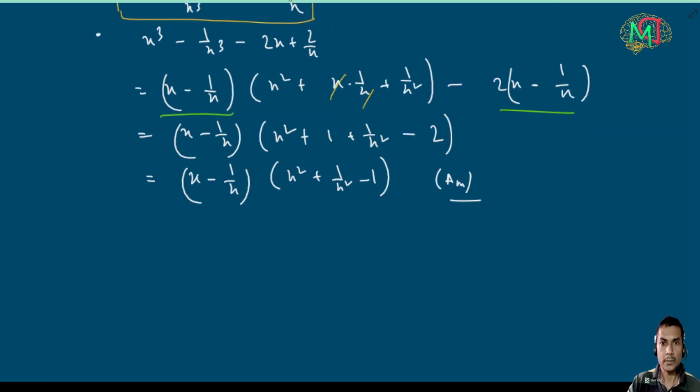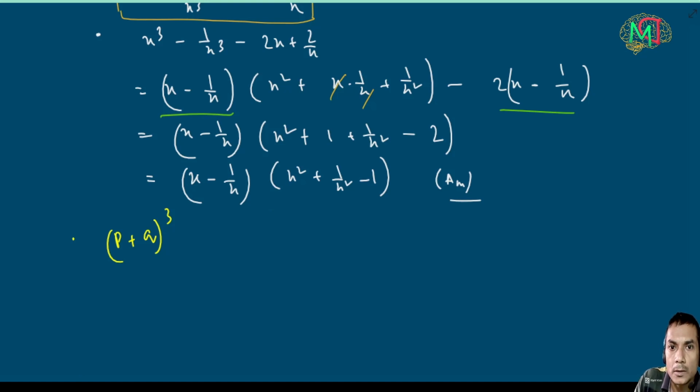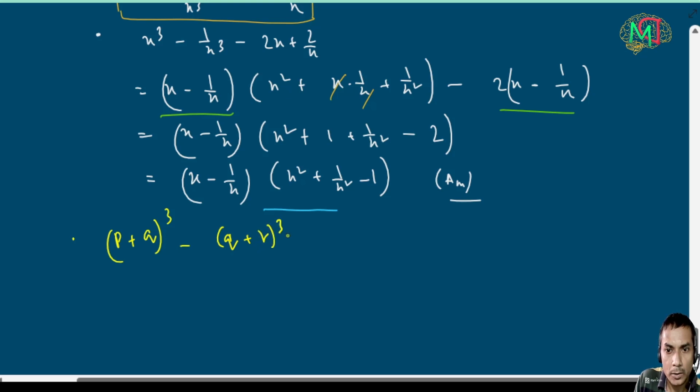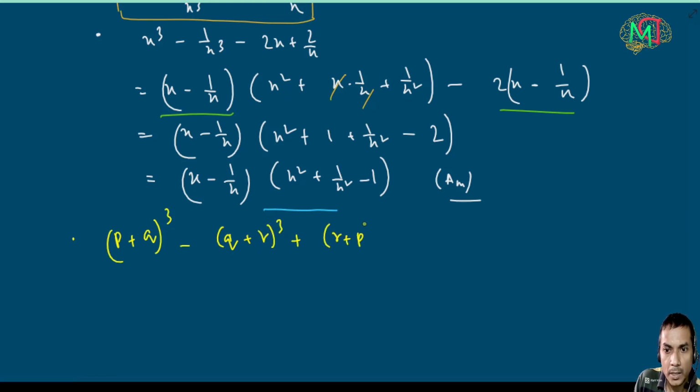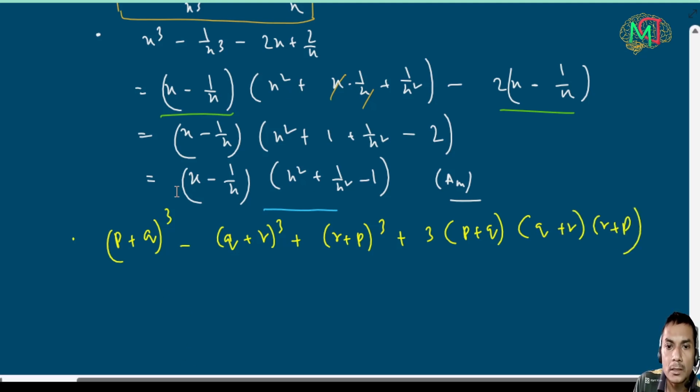Now take another example, that is p plus q whole cube minus q plus r whole cube plus r plus p whole cube plus 3 into p plus q into q plus r into r plus p. Here, this is the question.